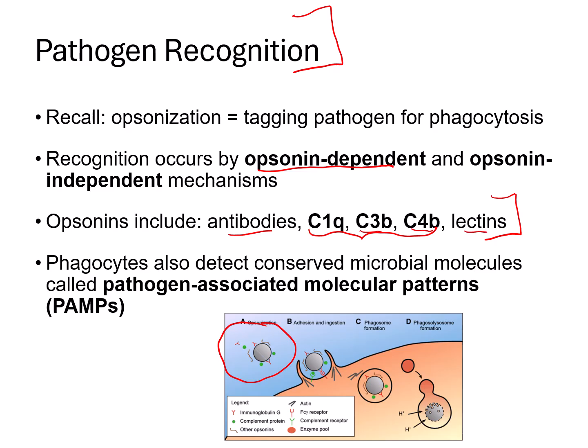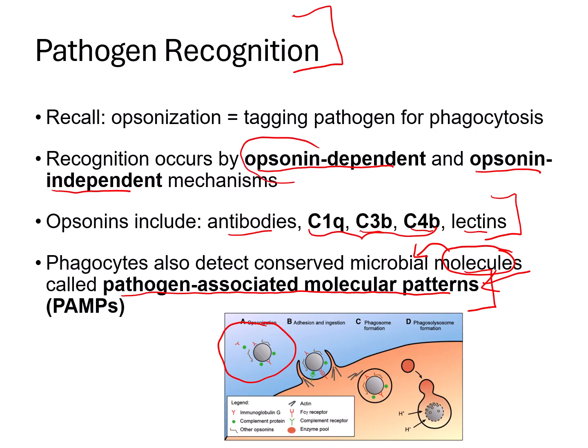The second strategy is opsonin-independent recognition, and that is when phagocytes can detect PAMPs. PAMP stands for pathogen-associated molecular patterns. These are basically molecules that are found only on microbes and not normally found in our bodies.